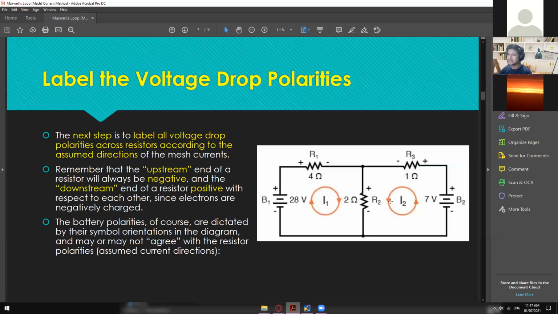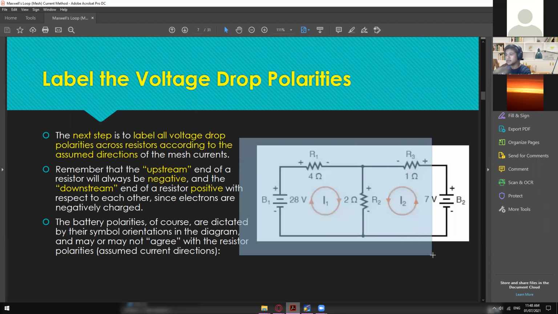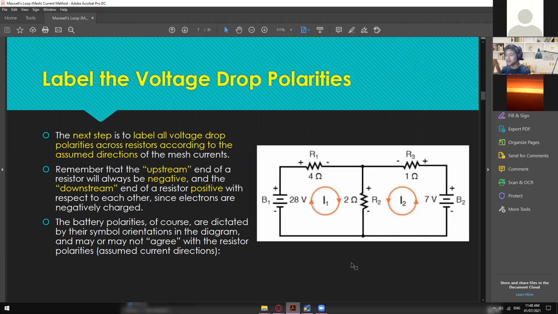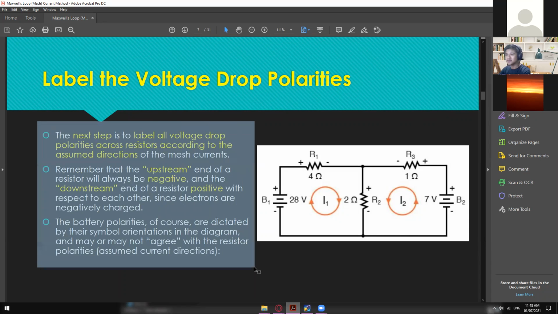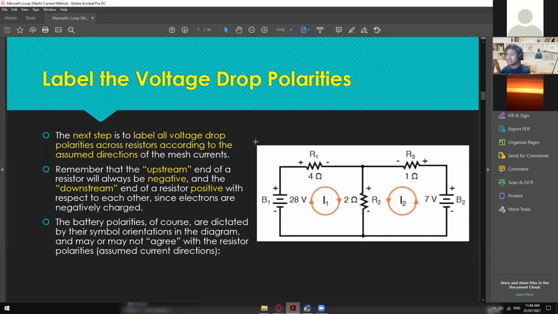Again, this is super similar. Whatever you are doing in Kirchhoff's is still the same with the Maxwell loop method. Later on you will see the difference, but for now everything is the same. Whatever we are doing in the first and second steps is still the same right here. That is why I am not reading most of the definitions, since they are just the same.